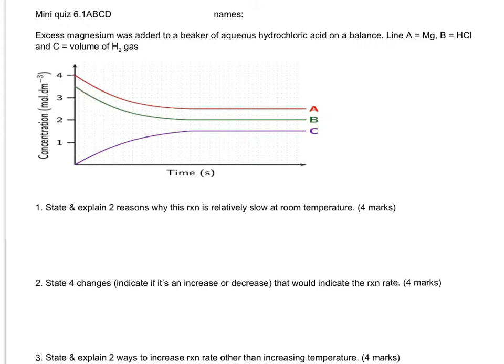It says state and explain two reasons why this reaction is relatively slow at room temperature, and there's really three valid reasons you could have come up with. You get a mark for each reason and a mark for the appropriate explanations. One reason a lot of groups mentioned was the low temperature. Room temperature is fairly low temperature for a reaction. Low temperature means there's going to be fewer collisions. And fewer collisions, of course, is going to decrease your reaction rate.